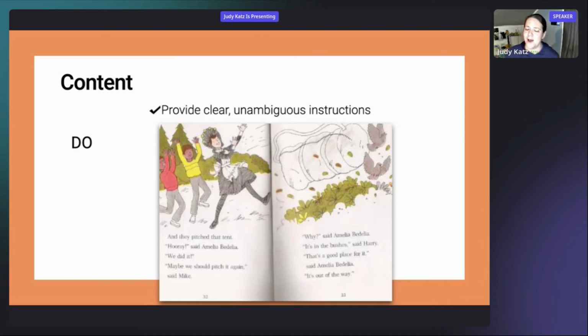So let's go on. Why? Said Amelia Bedelia. It's in the bushes, said Harry. That's a good place for it, said Amelia Bedelia. It's out of the way.